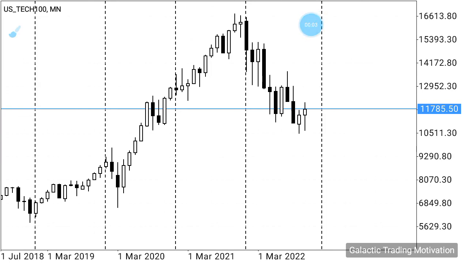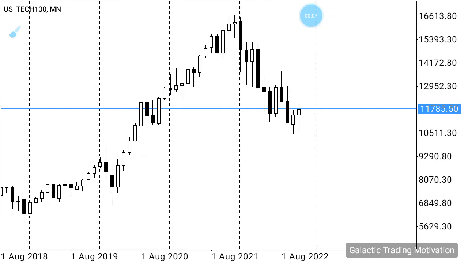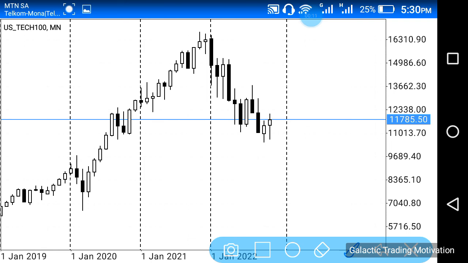Hi guys, let's have a look at Nasdaq 100, and we are on the monthly chart as you guys can see. In regards to the monthly chart, we can see that the market had attempted to create what seems to be a W structure at that level, with this side being the first leg of that W and this side being the second leg, right?